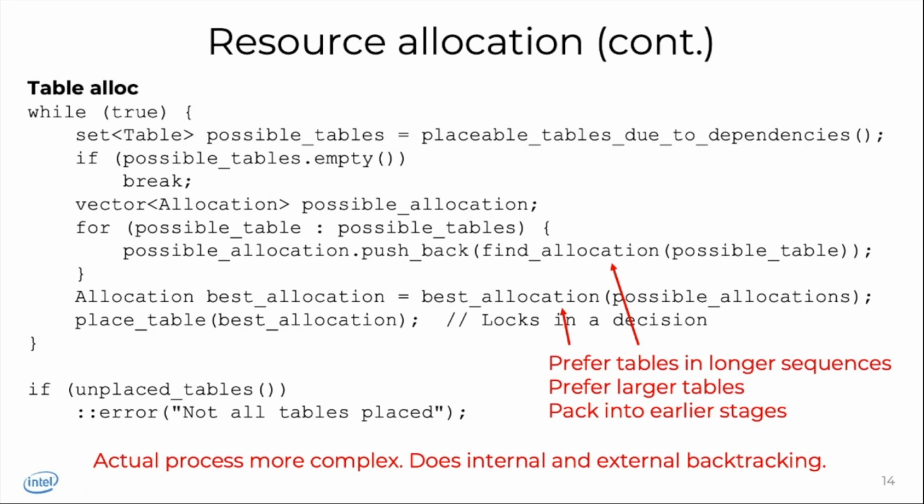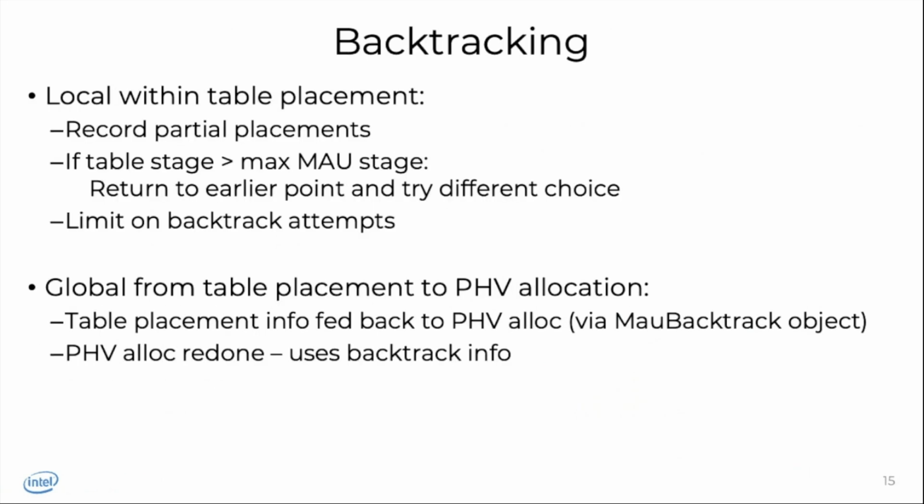And the actual process, of course, is more complex. We do some internal and external backtracking. And so the last thing I really want to talk about is backtracking. Basically, during the table allocation and the PHV allocation, if we get ourselves into a state where we can't make forward progress, we go back to an earlier state and try again.